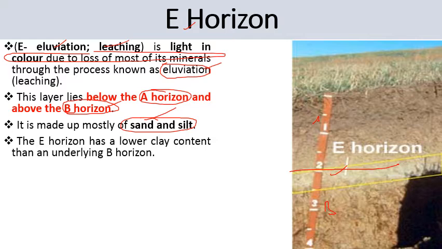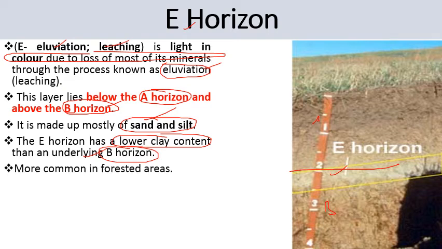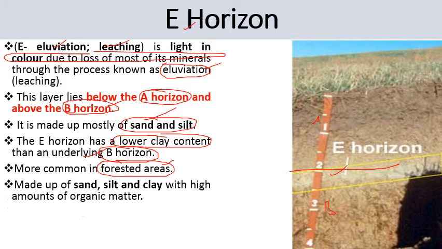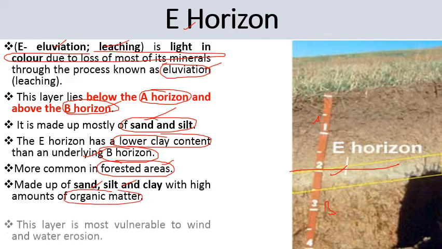The E horizon has a lower clay content. इसमें जो clay content है lower होता है than the underlying B horizon, and more common in forested areas. So जो ये horizon present होता है ये commonly present होता है in forested areas, and it is made up of sand, silt and clay that I have already discussed with high amount of organic matter.